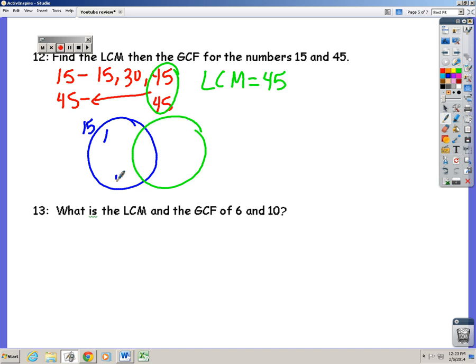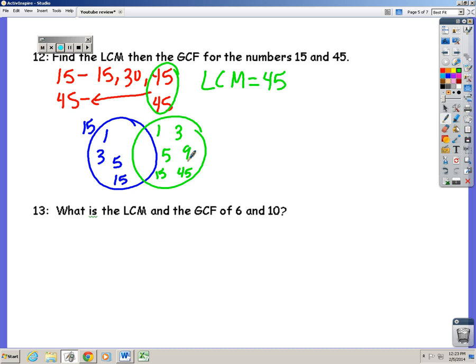1 is always going to be in there, and 15. Another pair would be 3 and 5. Let's move to 45. First one I'm going to write is 1 and 45. That's a pair. Our next one I would do would be 3 and 15. And I believe our last pair is going to be 5 and 9.